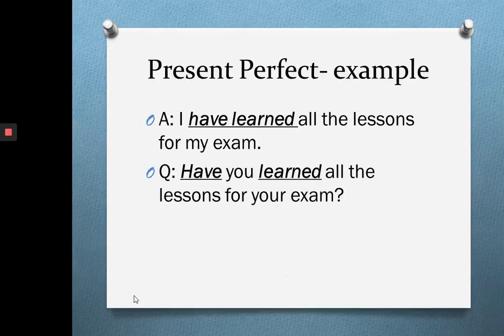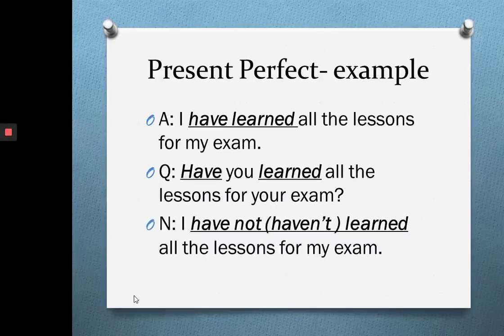In the question form, we have inversion. Have you learned all the lessons for your exam? Now, auxiliary verb have is in the first place, and then we have subject, and then main verb. Have you learned? In the negative form, I have not learned, or in the short form, I haven't learned all the lessons for my exam.